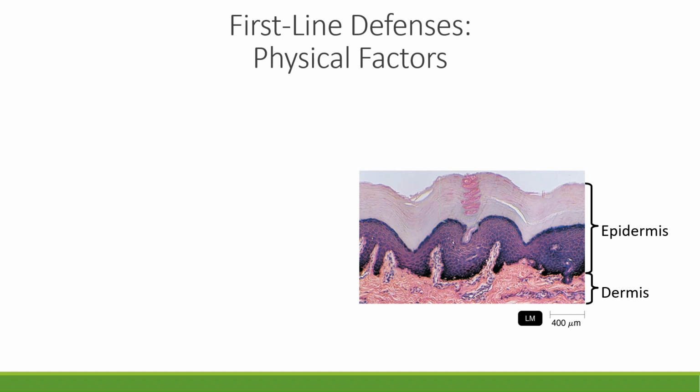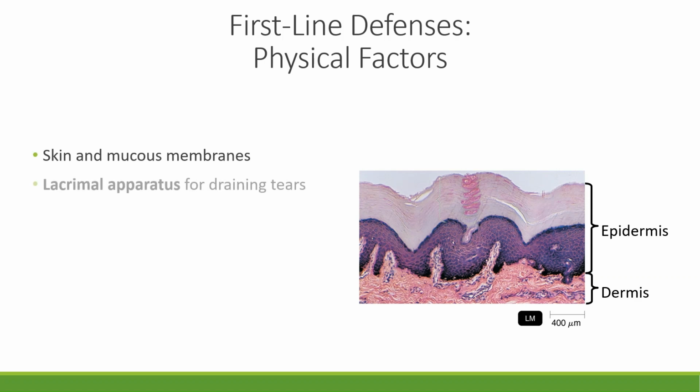Let's go ahead and go through the body's first line of defense and the physical factors that are involved. Now, I already mentioned the skin and mucous membranes. There is also something called the lacrimal apparatus, and this is the apparatus that forms and drains tears from the eyes. And tears help wash away germs and debris and keep your eyes clean.